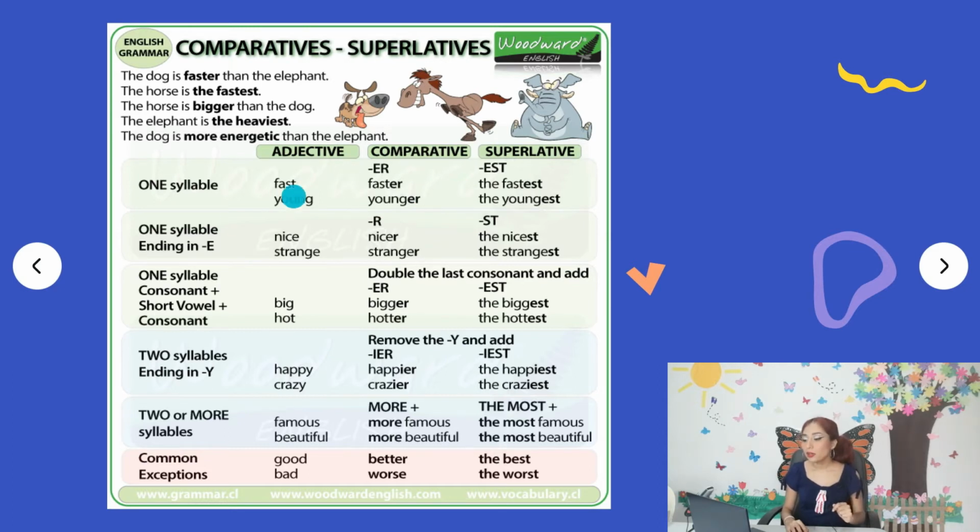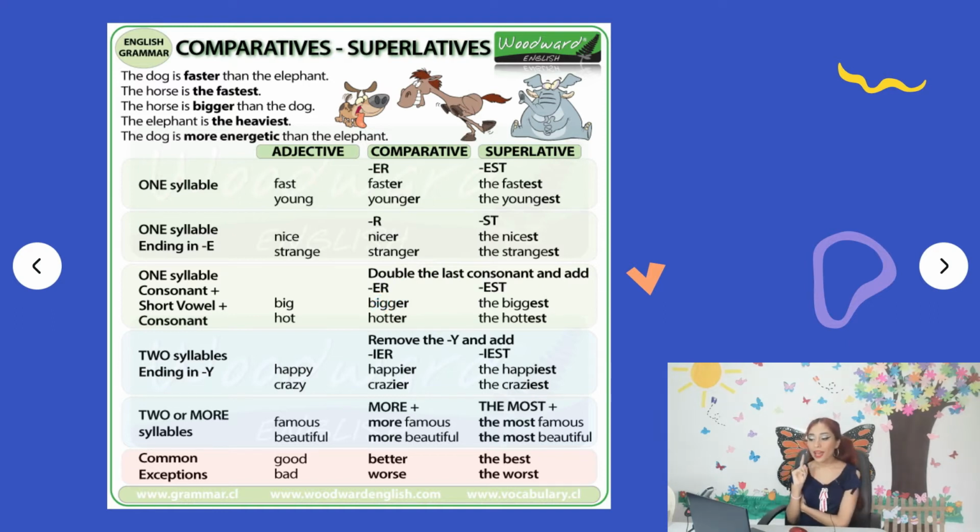Okay? So then we have one syllable ending in E. If your adjective already ends with E, like nice or strange, you have the E at the end. It doesn't mean that you are going to add ER, EST again. So you just need to add R or ST. Like nicer, stranger in comparative, and in superlative, the nicest, the strangest.